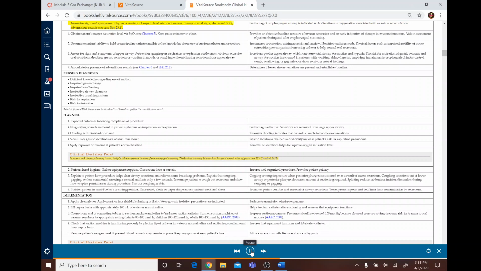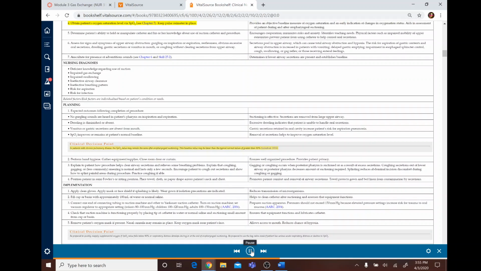3. Assess for signs and symptoms of hypoxia, anxiety, change in level of consciousness, change in vital signs, decreased SpO2, adventitious sounds. See also Box 23.1. Suctioning of oropharyngeal airway is indicated with alterations in oxygenation associated with secretion accumulation. 4. Obtain patient's oxygen saturation level via SpO2, see Chapter 5. Keep pulse oximeter in place. Provides an objective baseline measure of oxygen saturation and an early indication of changes in oxygenation status. Aids in assessment of patient during and after oropharyngeal suctioning.